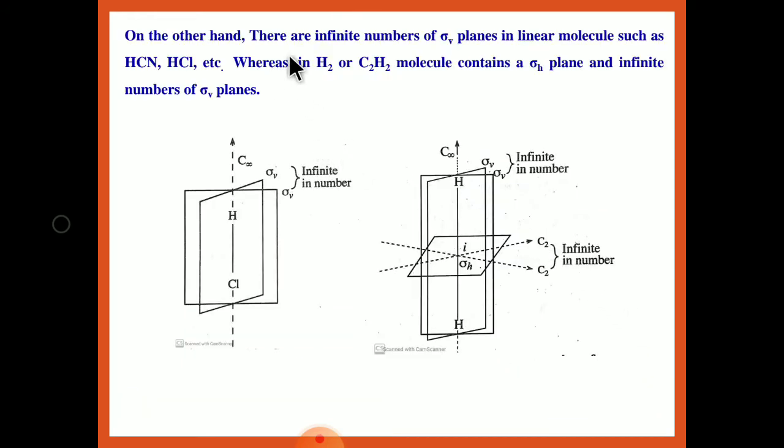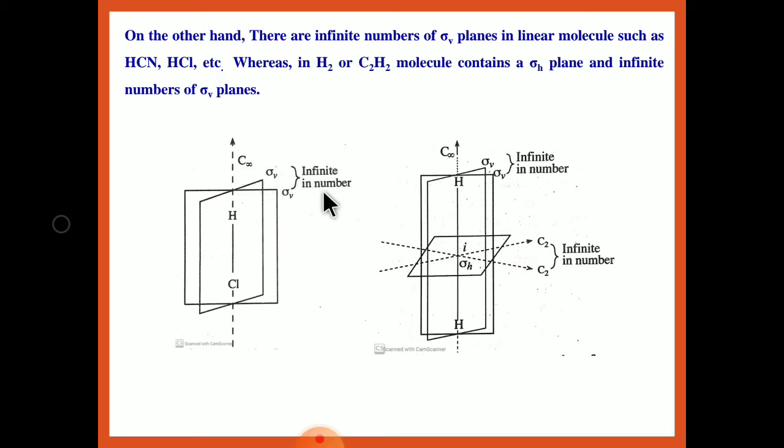On the other hand, there are an infinite number of sigma V planes in linear molecules such as HCN, HCl, etc. So this is the example of HCl. Here sigma V dash, and likewise an infinite number of vertical planes are present in the HCl molecule. So this is the C infinity axis. There is no limitation of any angle.